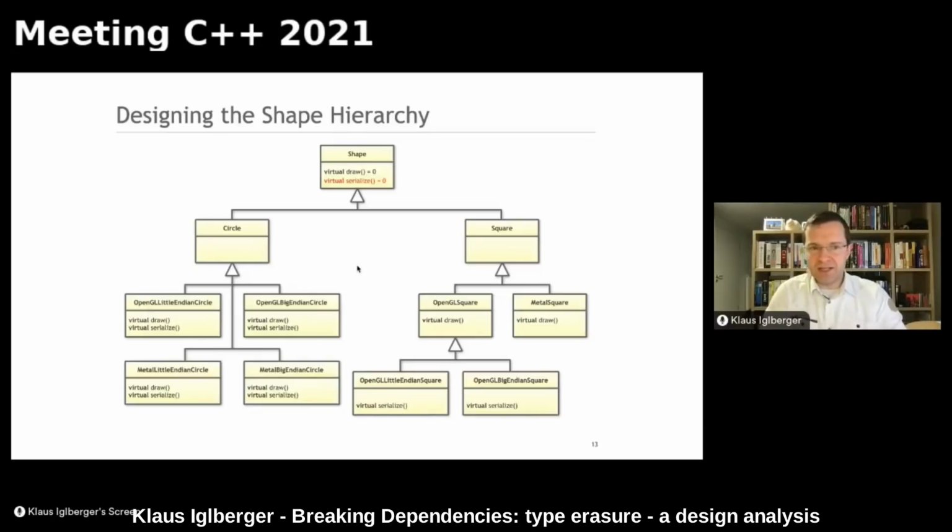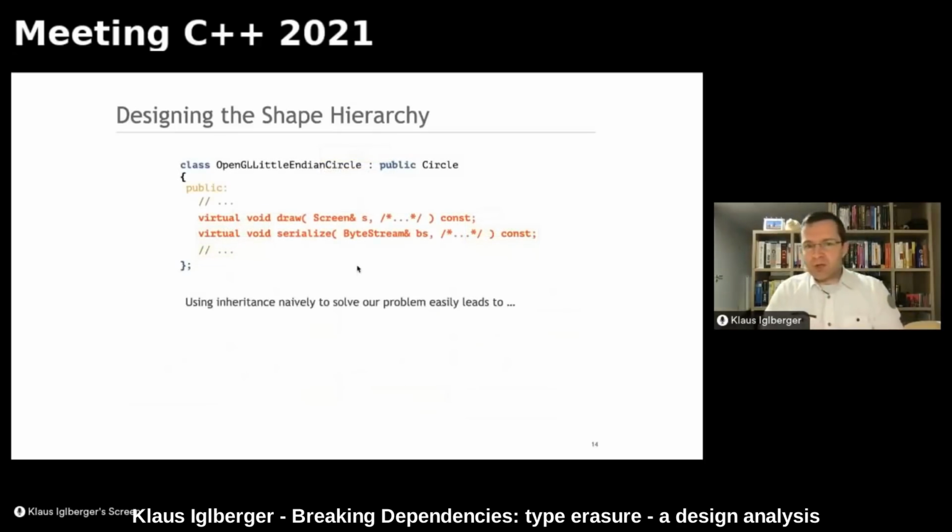So a circle just gets an OpenGL little endian circle and an OpenGL big endian circle and so on, all the variations. But also this does not really help with duplication. Now the draw function is implemented twice, so every version of draw and also, of course, every version of serialize. It doesn't feel right. It doesn't feel good. So if indeed we use inheritance naively to solve a problem, this pretty quickly leads to code that we just don't feel is good. There's many derived classes. And let's be honest, with pretty ridiculous names. Now, this was only 2 functions. Imagine the names of 4 functions. Not a lot of fun now.